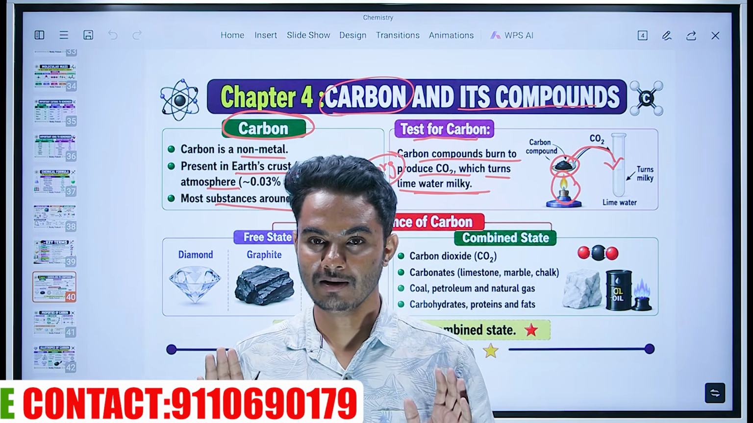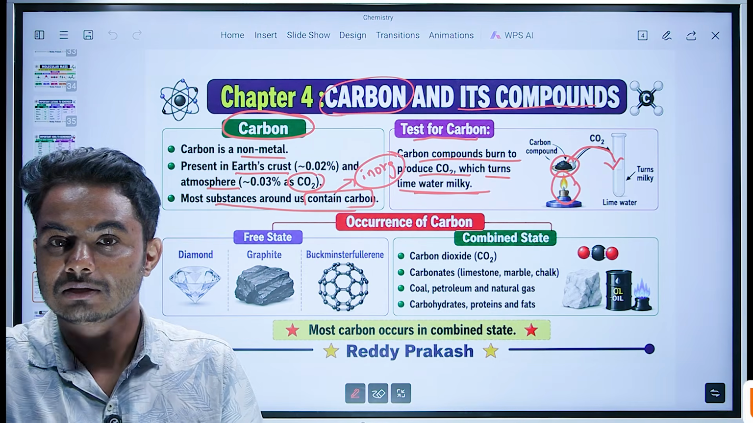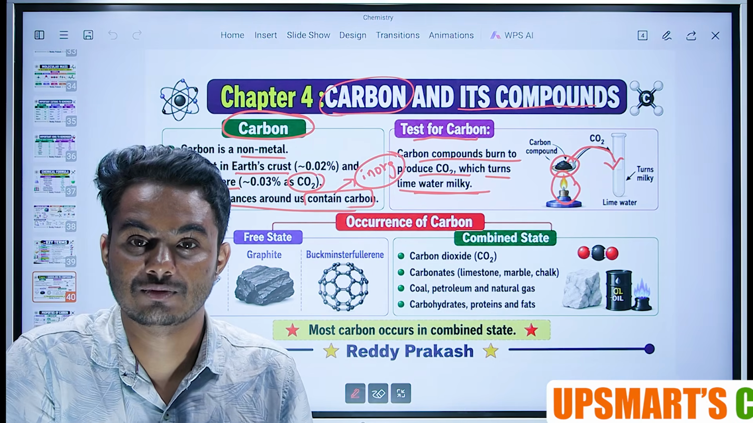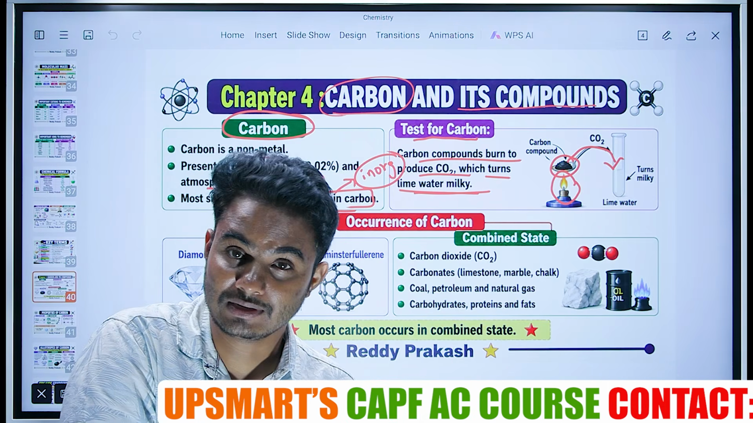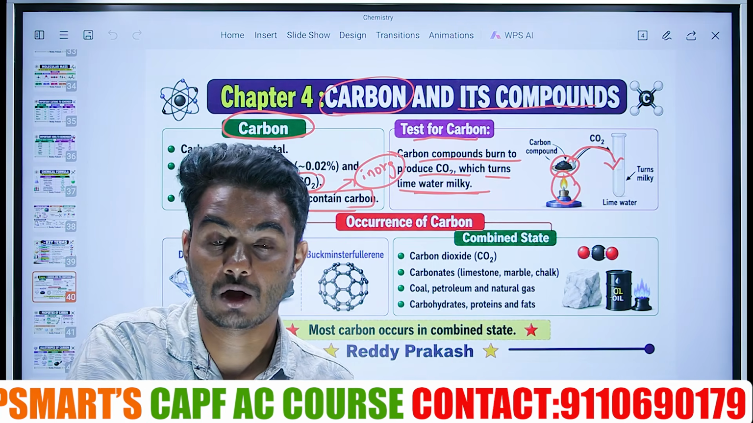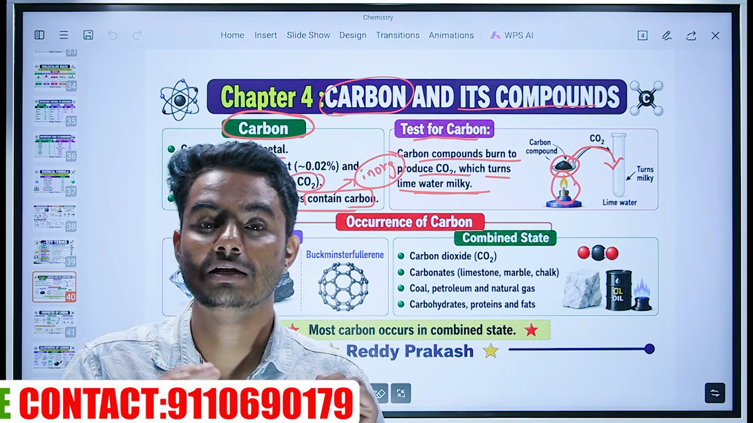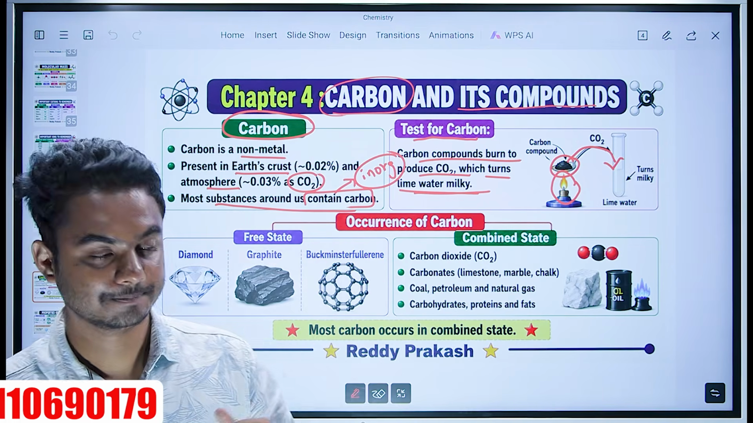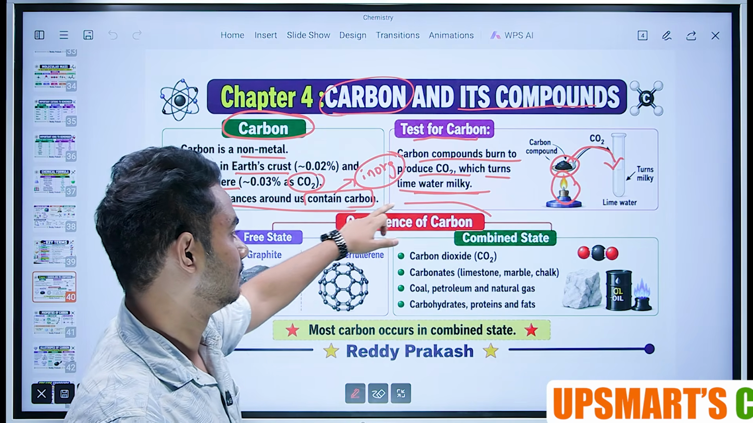Okay, simple, easy, clarified. This is about carbon and its nature. How do we test whether a compound has carbon or not? And if it has carbon, then it is organic. And if it doesn't have carbon, then it is called inorganic. Easy, right? Easy. So now, occurrence of carbon.